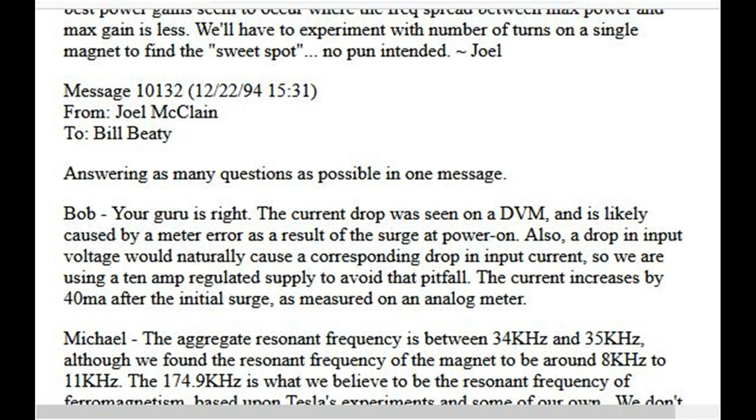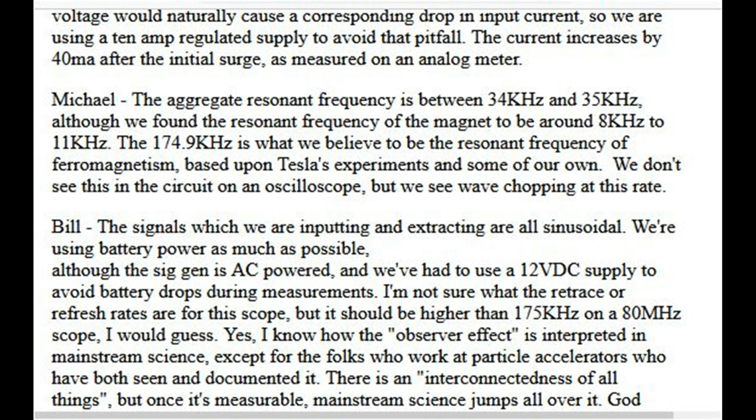Michael, the aggregate resonant frequency is between 34 kHz and 35 kHz, although we found the resonant frequency of the magnet to be around 8 kHz to 11 kHz. The 174.9 kHz is what we believe to be the resonant frequency of ferromagnetism, based upon Tesla's experiments and some of our own. We don't see this in the circuit on an oscilloscope, but we see wave chopping at this rate. Bill, the signals which we are inputting and extracting are all sinusoidal.